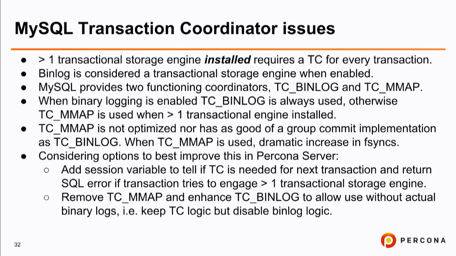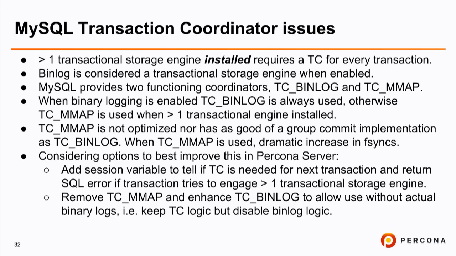So the problem is TC mmap is not optimized, and it doesn't have a really good group commit implementation. The binlog has been optimized to death over the years, and it's got a great group commit implementation now. So whenever you see TC mmap coming into use, what ends up happening is you see a very large increase in syncs, fsyncs, that happen while you're running your benchmarks.